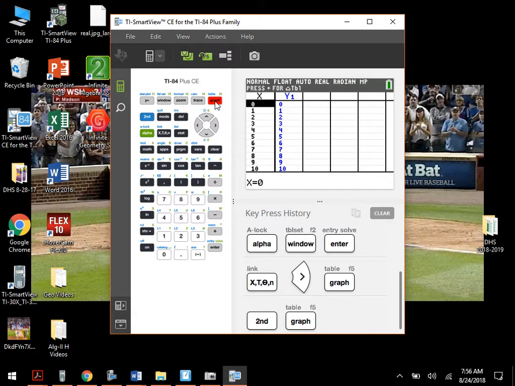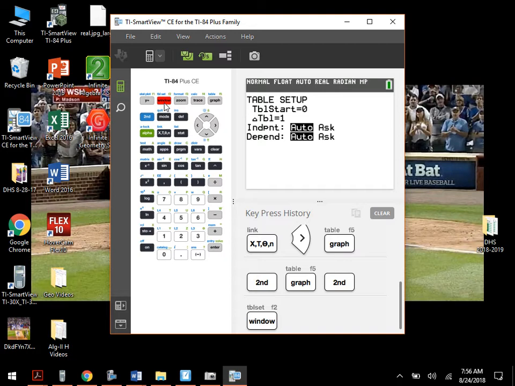How do you reset your table? You hit second window because it says table set, and it starts out with table setup. Right there, you can set what value you want your table to start at. Usually I start mine at 0. Okay. Does that make sense? So if you wanted to change yours from -2 to 0, go for it.